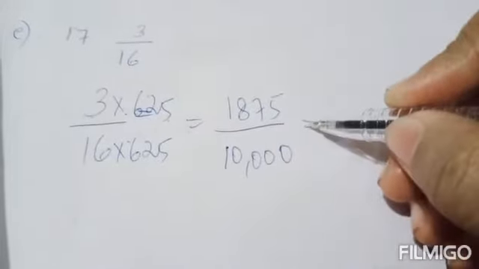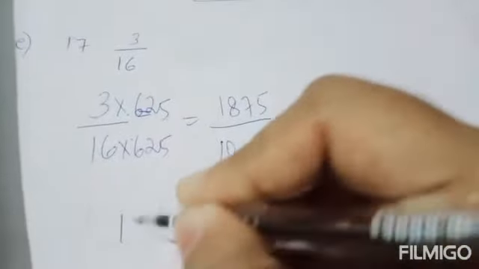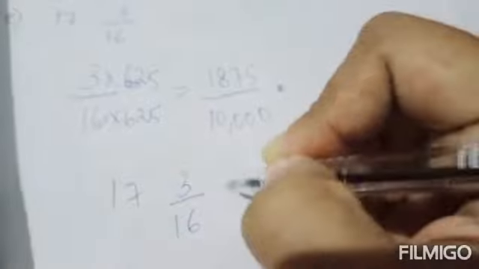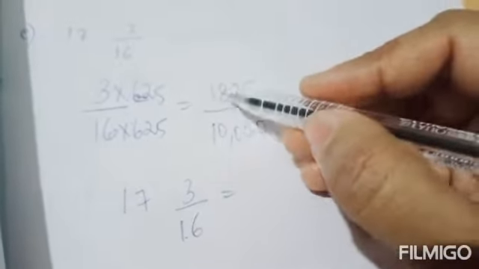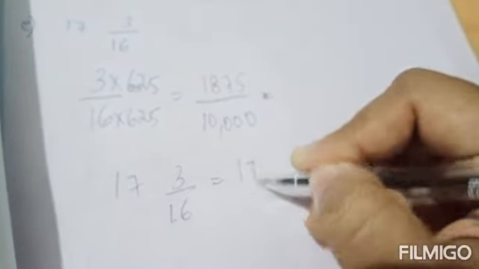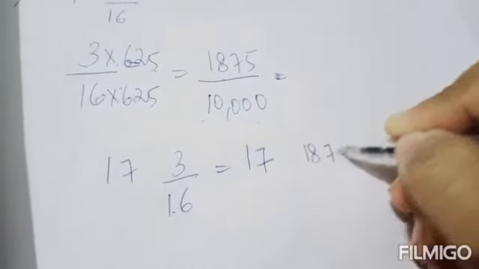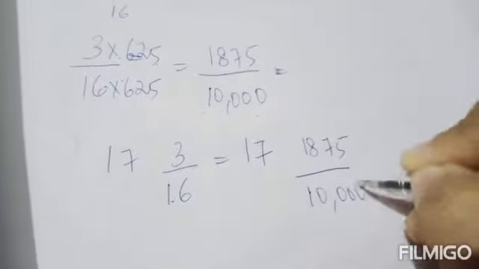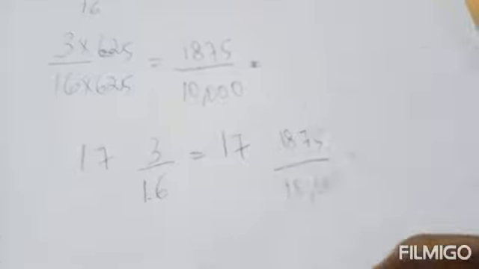Now you can write here 17 3 by 16. In place of 3 by 16, you can write 1875 by 10,000. So that will be 17,875 by 10,000. Okay. Now convert this to decimal form.